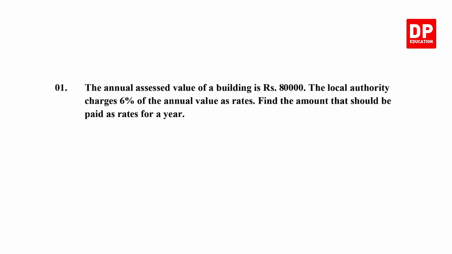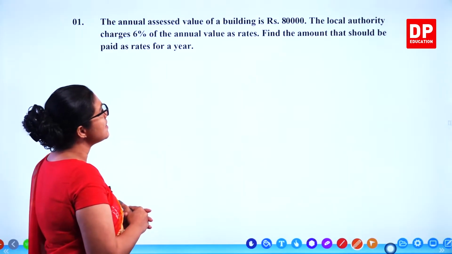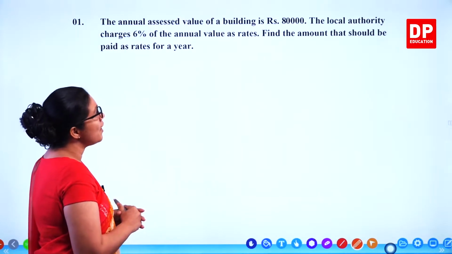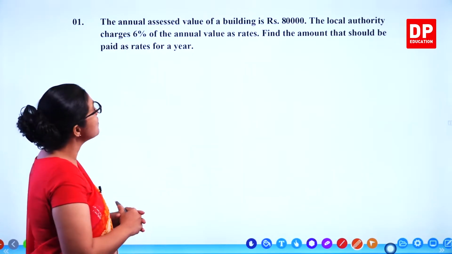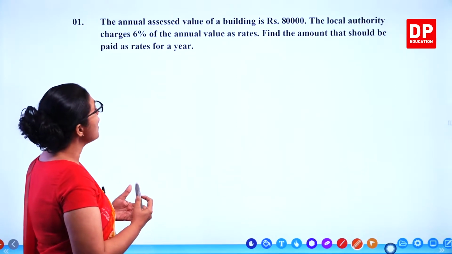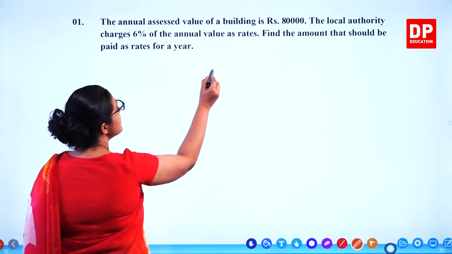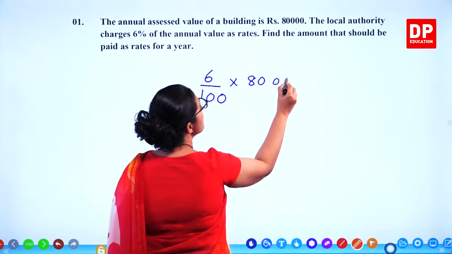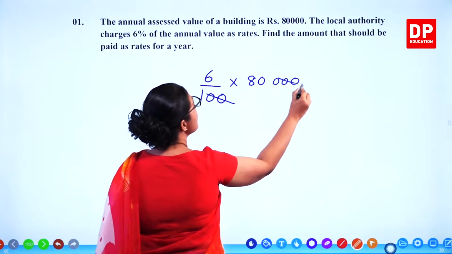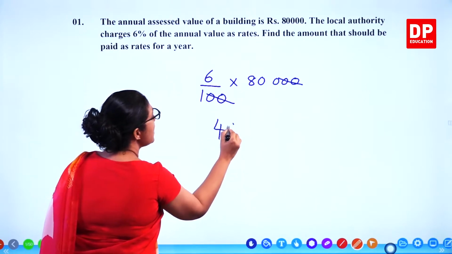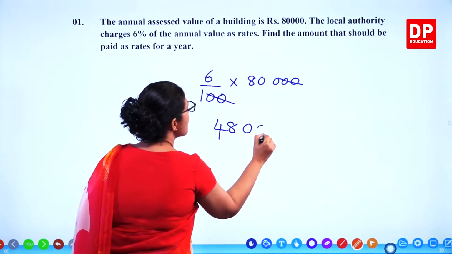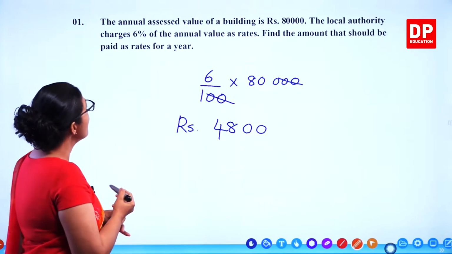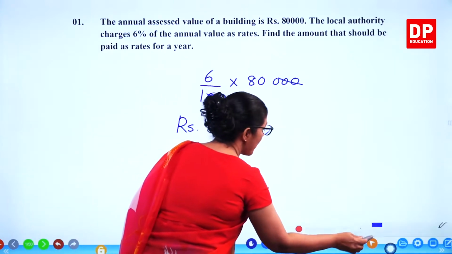Let's take question number 1. The annual assessed value of a building is 80,000 rupees. The local authority charges 6% of the annual value as rates. Find the amount that should be paid as rates for a year. So you just have to find out 6% of 80,000. 6% means 6 over 100 into 80,000. So 2 zeros get cancelled out. 8 times 6, 48 and 2 zeros. 4,800 rupees is the rates for a year. So you get 2 marks for that.